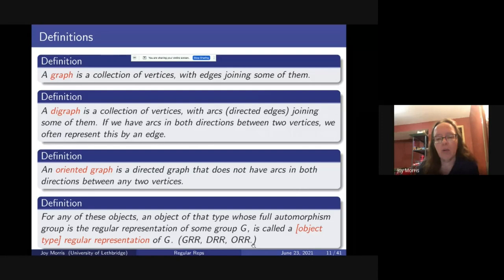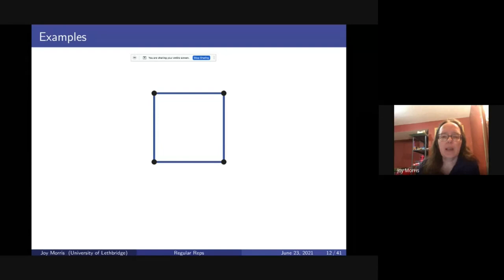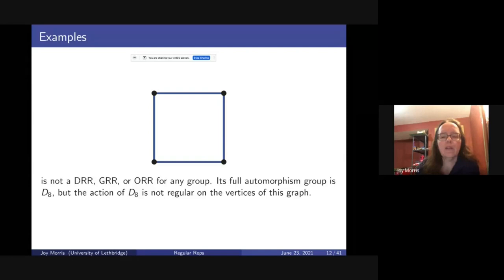So for example, again, here is the graph of a cycle of length 4. This is not a DRR, a GRR, or an ORR for any group because its full automorphism group is D8. And the action of D8 is not regular on the vertices of this graph. It's got 8 elements, the 4 reflections as well as the 4 rotations, and therefore there's not a unique element taking any vertex to any other vertex.